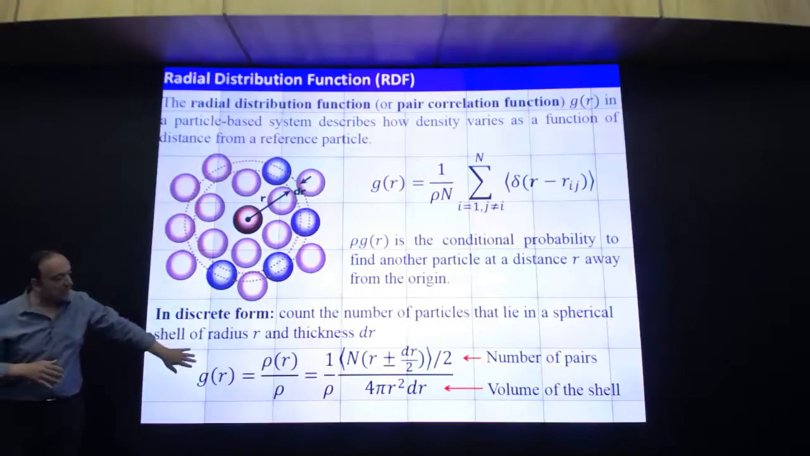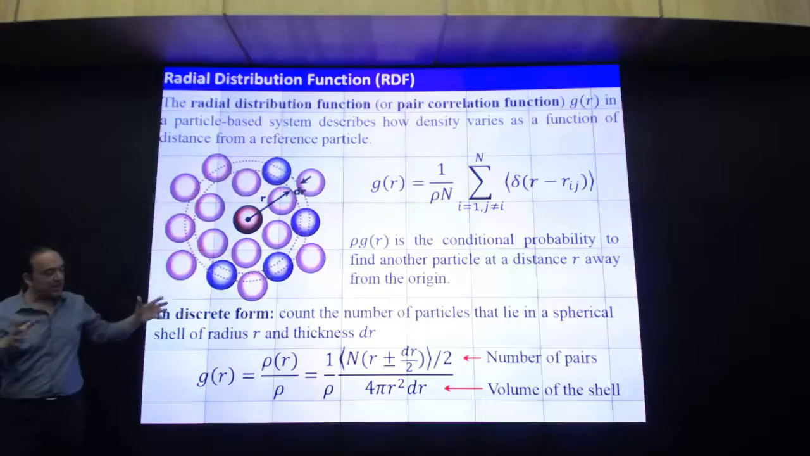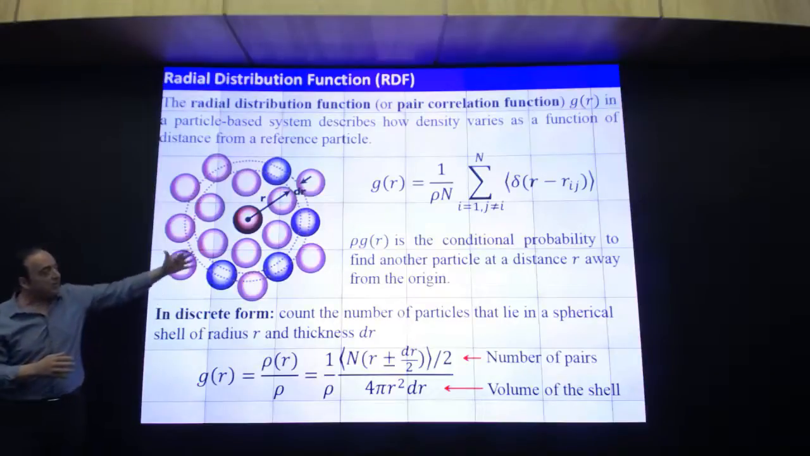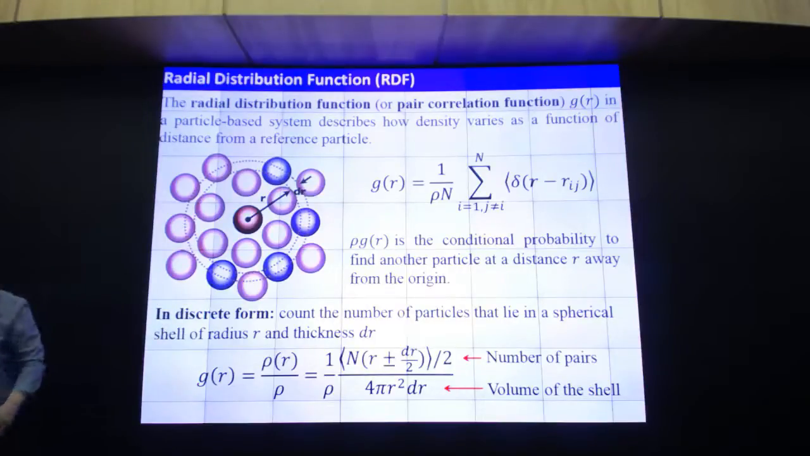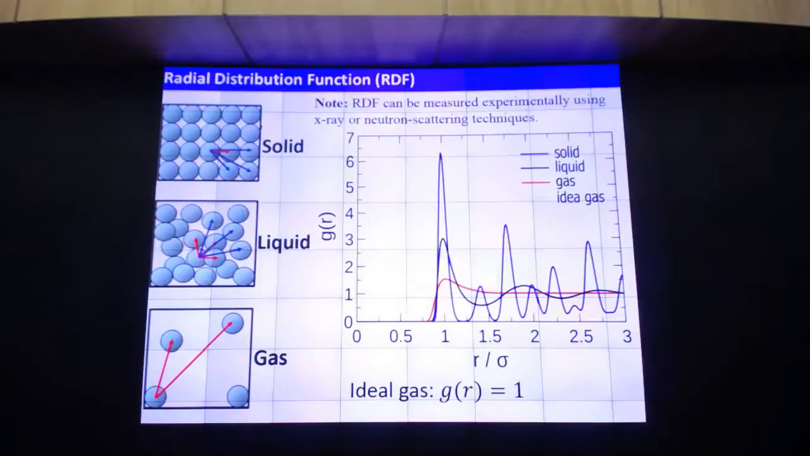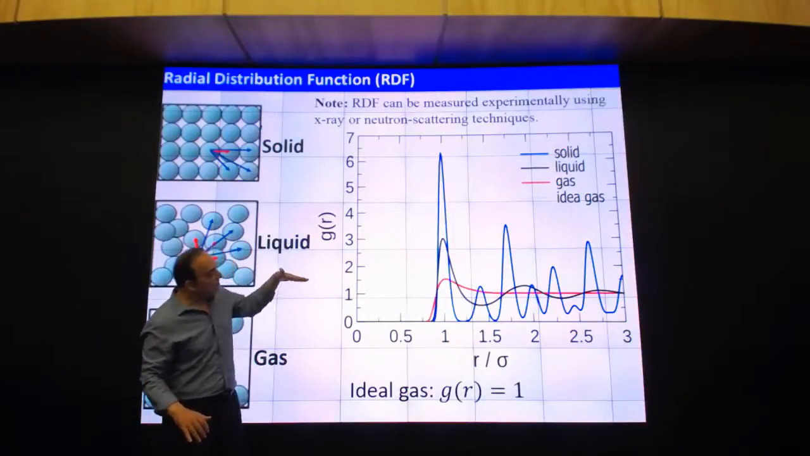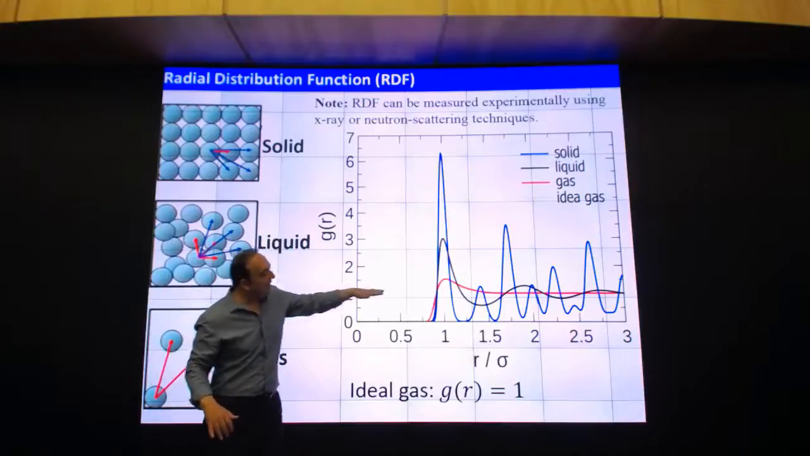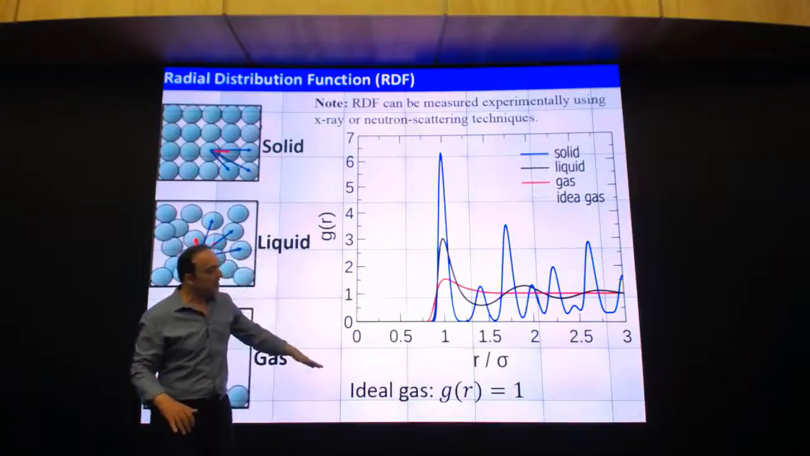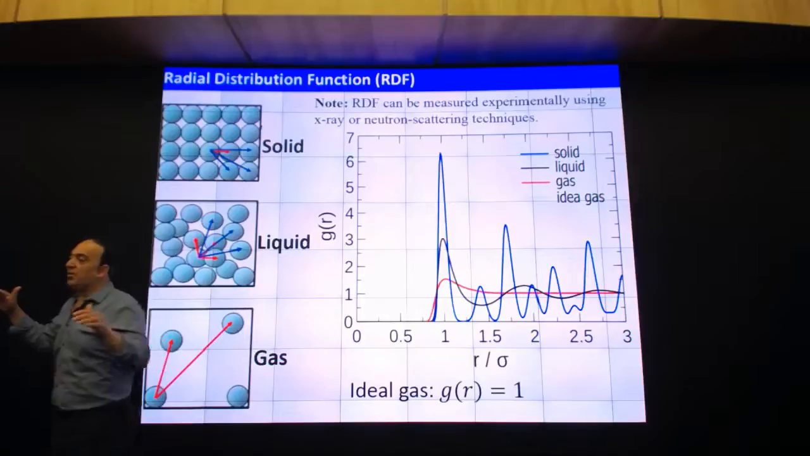Here's the definition: you take in that spherical shell the number of pairs of particles that you find, and then you normalize by the volume of the shell. Just to have some idea of what different types of materials would correspond to, you plot this g(r) as a function of r from the origin, right? An ideal gas will correspond to g(r) equals 1.